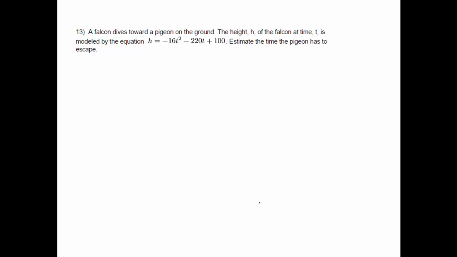Okay, number 13, last one. A falcon dives toward a pigeon on the ground. Key thing, on the ground. The height h of the falcon at time t is modeled by the equation. Estimate the time the pigeon has to escape. So we want to make sure that the pigeon escapes before the falcon hits the ground. So the height will be 0 again. So we're going to get 0 equals negative 16t squared minus 220t plus 100.